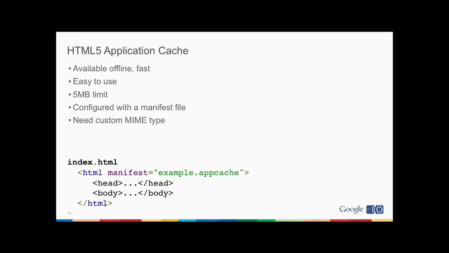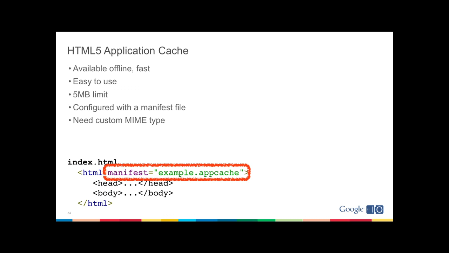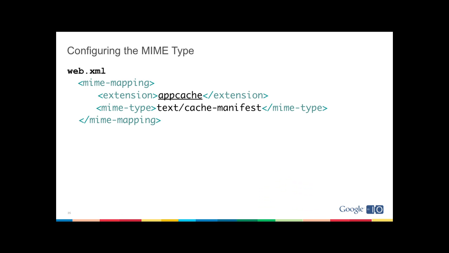There's also this thing called the HTML5 application cache, which is 5 megs of local cache data in the browser. The way you interact with app cache is through a manifest file that says what to cache and what not to cache. The way you associate yourself with a manifest file is by referencing it in your HTML. And then the one thing you need to know if you're doing this on App Engine, or actually in general, is that the cache manifest file has to be served with the MIME type text/cache-manifest. So if you're doing this on App Engine, this is how you would set up that MIME mapping in your web.xml file. And it can be whatever file extension you use for that MIME type.